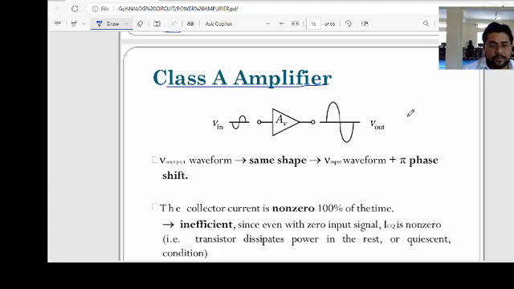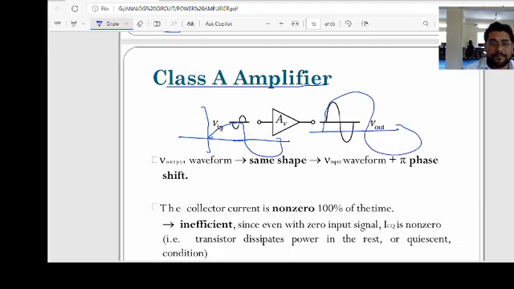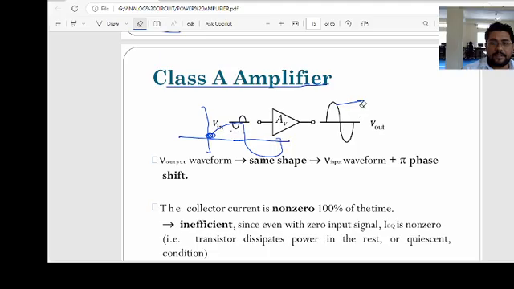a pi shift. Suppose this is the input, and this output is the amplified form. This output is amplified, but it is phase shifted. It changes the phase by 90 degrees. This signal is reduced. This will be the reduced form.